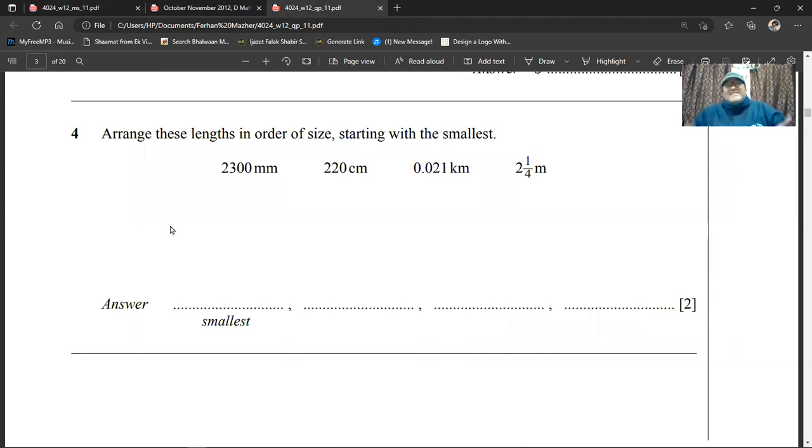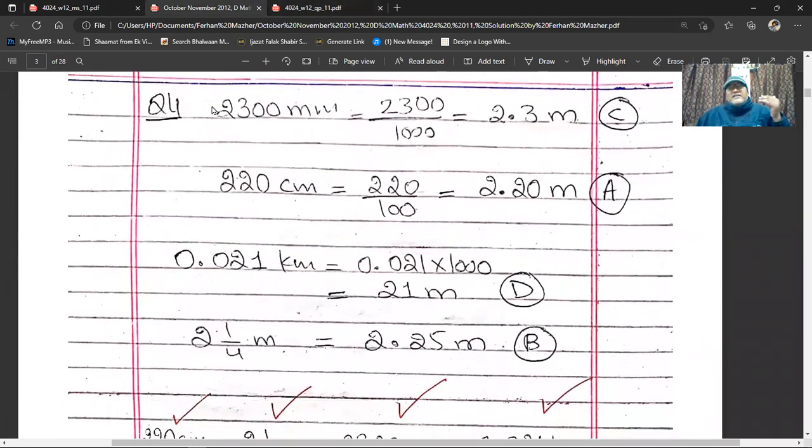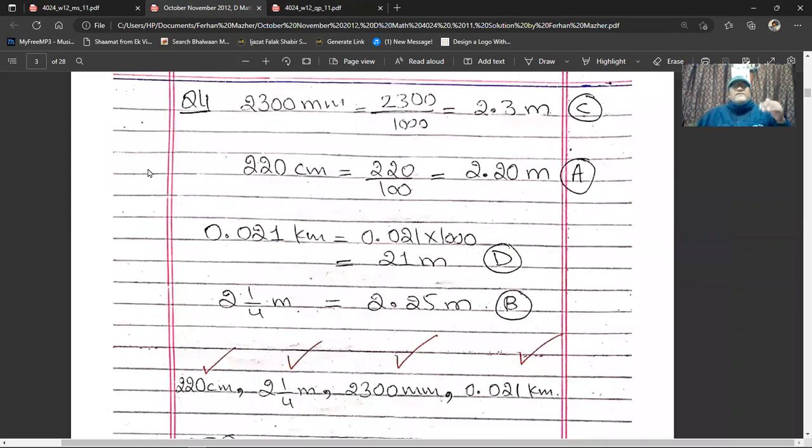For example, let's say I decide to convert them all into, suppose, meters, or you can convert them into centimeters, or all of them can be converted into millimeters. So once they will have the same unit, then you can compare them. So in my solution, I have converted all of them into meters. So for example, 2300 millimeters, if you want to convert millimeters into meters, because in 1 meter, there are 1000 millimeters, you divide with 1000. So 2300 divided by 1000, it will be 2.3 meters.